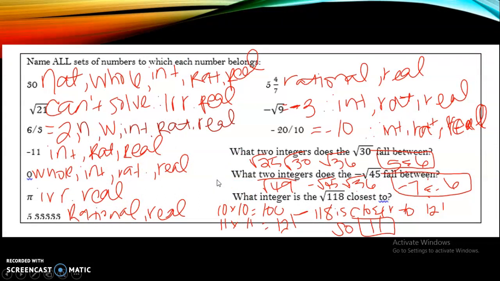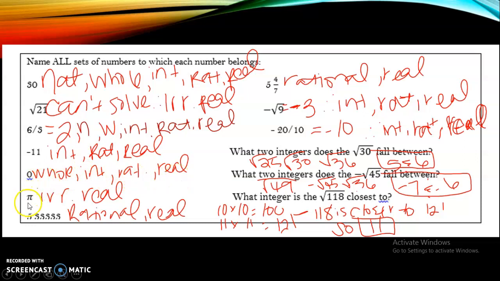And I'll let you look over these for a moment. Negative 11. The furthest up we can go on that pyramid is integer, and then underneath integer is rational and then real. 0, the furthest up we can go on the pyramid, is whole. Underneath whole is integer and then rational and real.